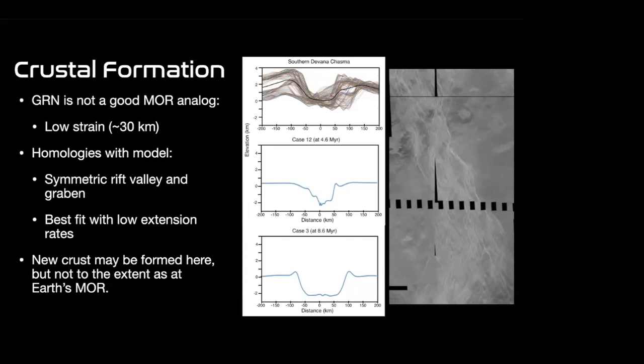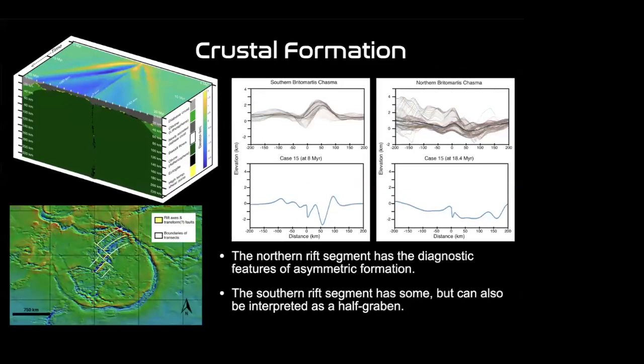So if new crust is being formed here, it's not to the same extent as Earth's mid-ocean ridge, and you definitely don't have the same degree of extension as at the Earth's mid-ocean ridge. So it doesn't really work as a model. That being said, there are some locations where it does sort of work. And by some locations, I mean one specific unique location on the whole planet.